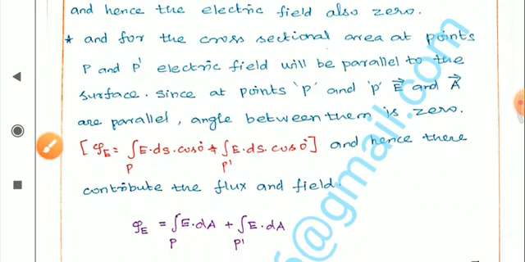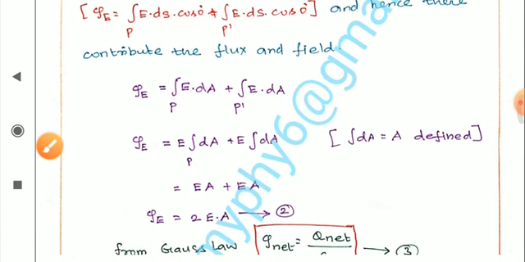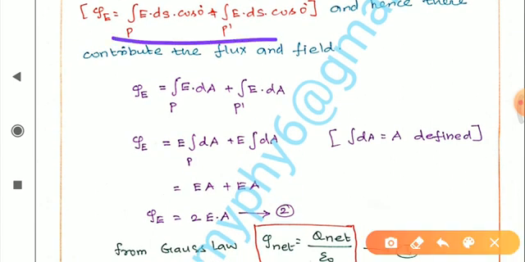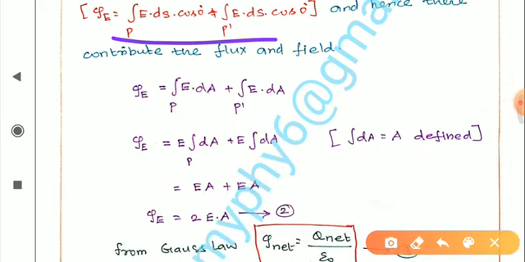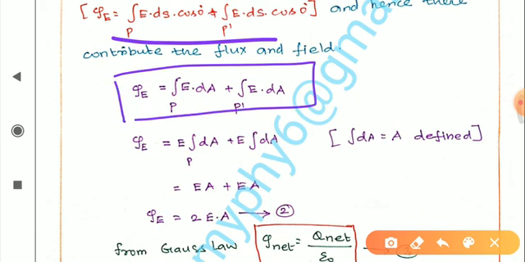Then the next step I have written. Only at the points P and P dash can the flux value contribute. Are you clear? Then we can derive the equation. The total flux phi E is given by the integral of E dot dA at the point P and the integral of E dot dA at the point P dash. In both cases the electric field is constant, so it cannot be integrated, and it can be taken out from the integral.